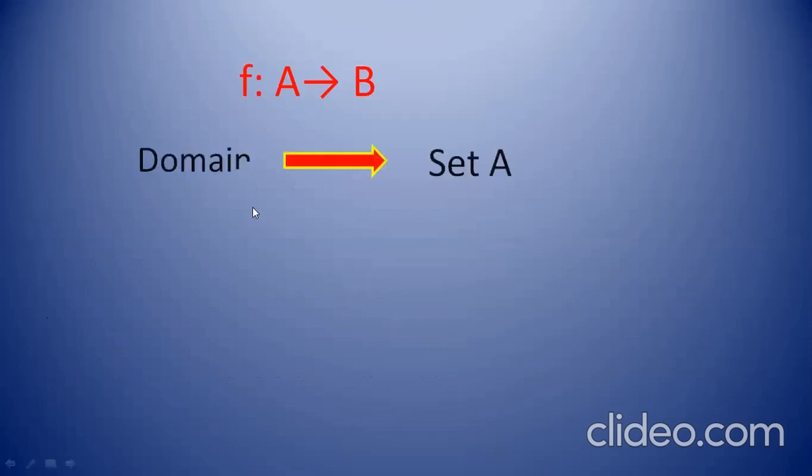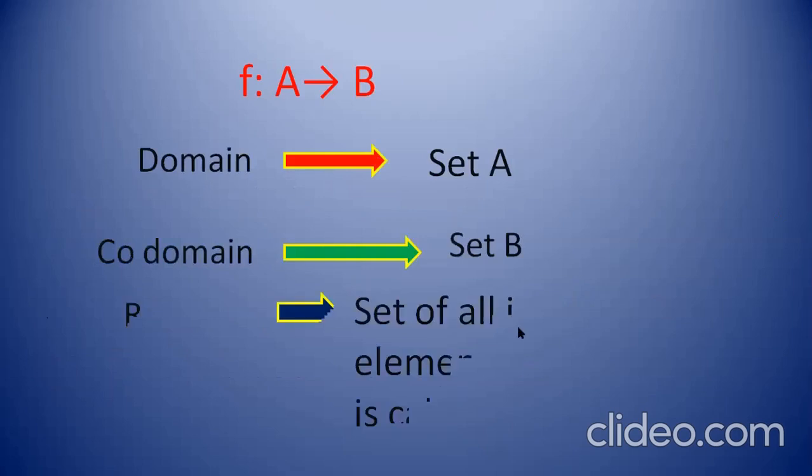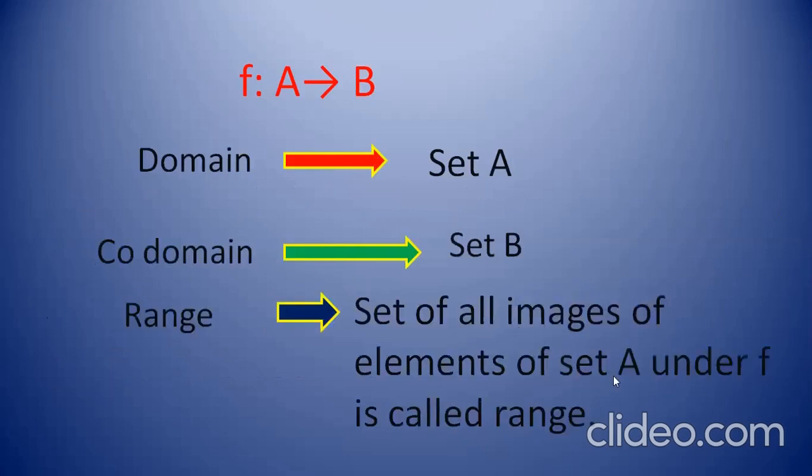Now, we can say f is a function from A to B, where A represents the domain and set B represents the codomain. The set of all the images of elements of set A under f is called the range. Look at this example. Set A contains x and y, these two elements. Set B contains a, b, c, these three elements. x is associated with b, y is associated with c.